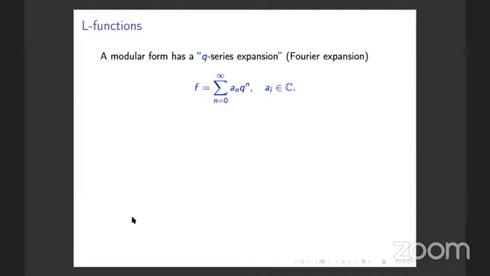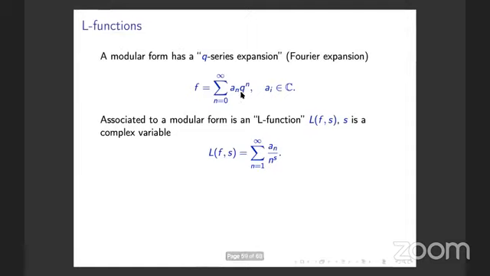So a modular form is a function on the upper half plane, and you forget all the transforming properties. You just remember that f can be written as the summation of a_n q^n, where the a_n are complex numbers, n goes from 0 to infinity, and q is e to the power 2 pi i z, where z is in the upper half plane. So that's what I've written here. Every modular form has what is called the q-series expansion or the Fourier expansion. It looks like a_n q to the power n, where the a_n are complex numbers, and q is again e to the power 2 pi i z, where z is in the upper half plane.